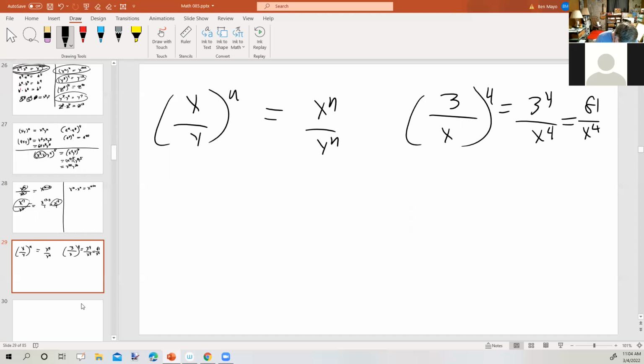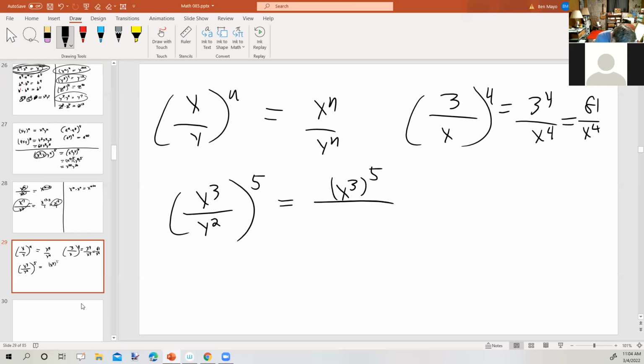Okay. Let's say I've got x cubed over y squared to the 5th power. So applying this quotient rule, you'd have x cubed to the 5th over y squared to the 5th. But now, power raised to a power, x cubed to the 5th is x to the 15th, and y squared to the 5th is y to the 10th. So again, you see how we're using more than one rule there.